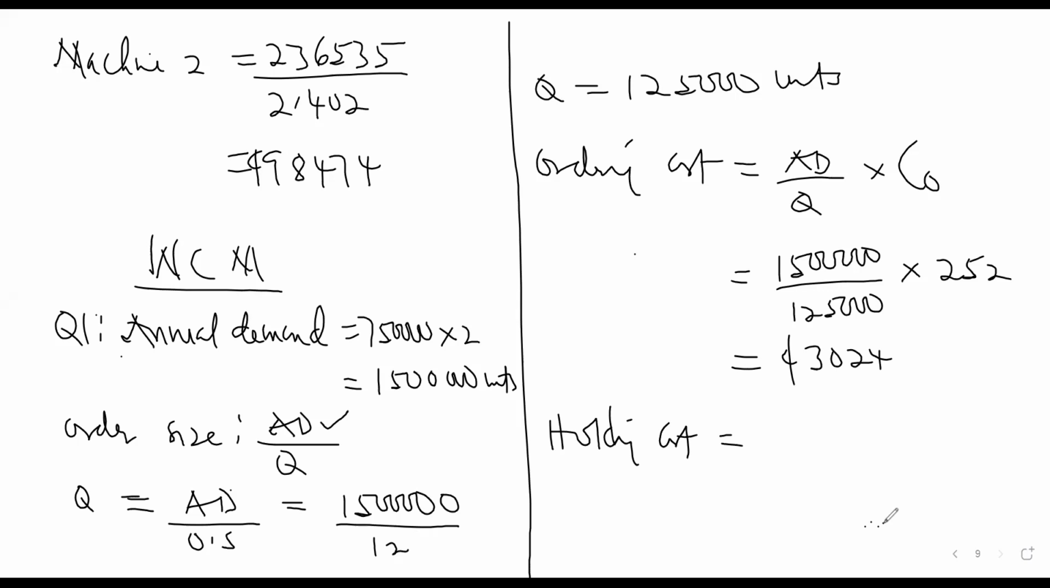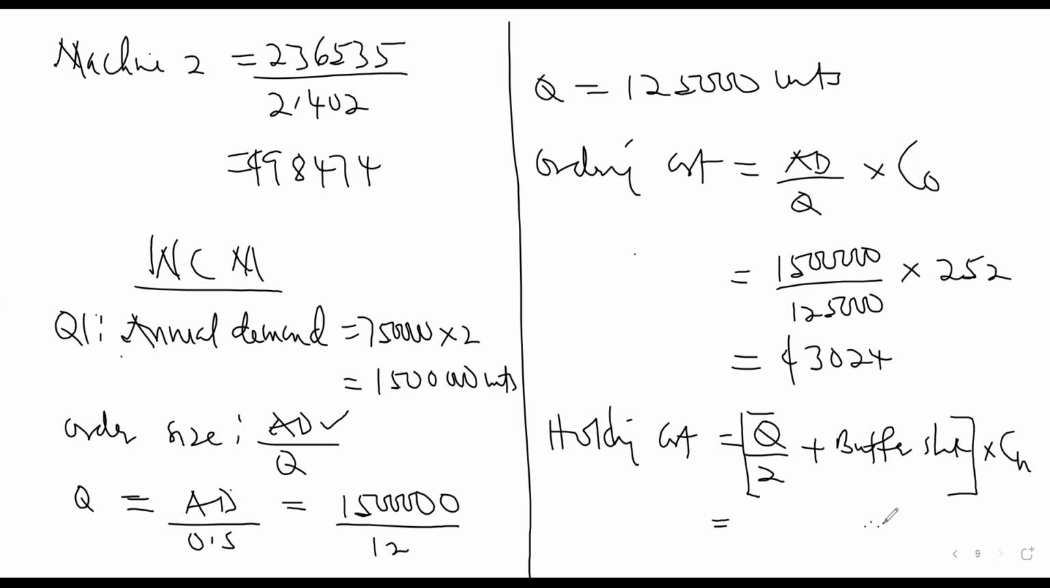So let's come to holding cost. How do we calculate the holding cost? We find the average quantity. So we have the quantity divided by 2, plus any buffer stock, but we don't have any buffer stock in this question. So the economic order quantity divided by 2, we find the average, multiplied by the cost of holding.